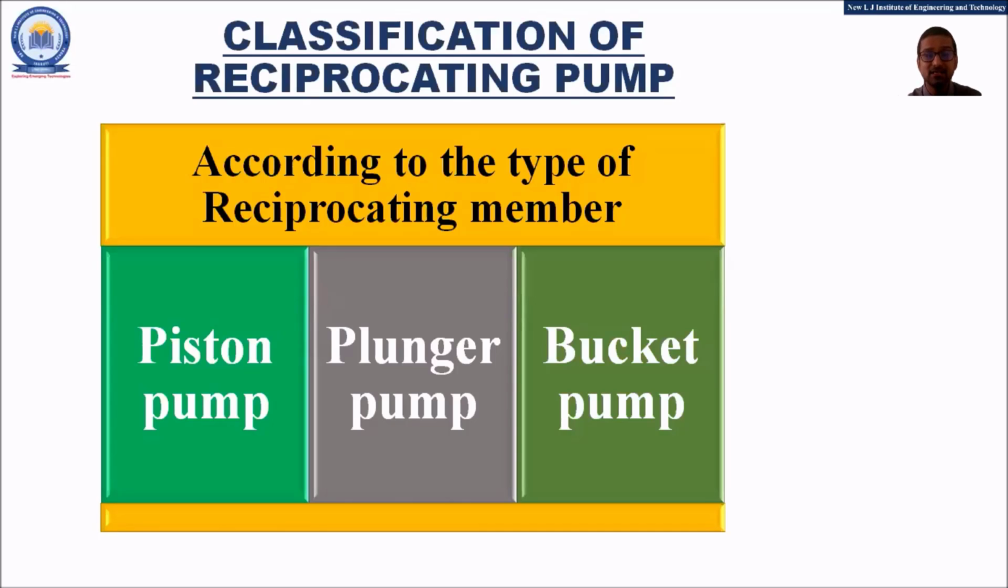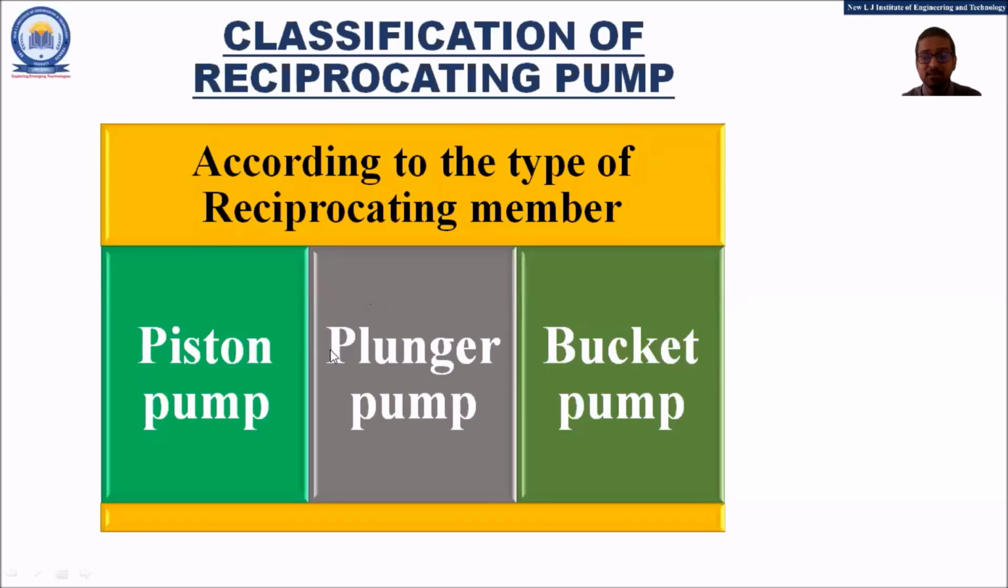So the first classification is according to the type of the reciprocating member, which is the mechanical element which is undergoing the reciprocating motion. On the basis of this criteria, the reciprocating pumps are classified as the piston pump, the plunger pump, as well as the bucket pump. And friends, let me tell you that in this lecture only we will be discussing all these three types of the pumps in the detail.